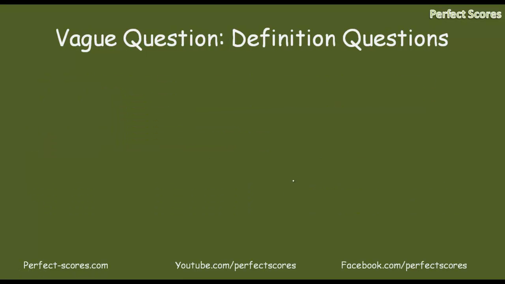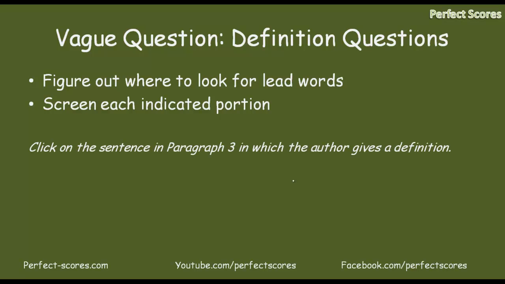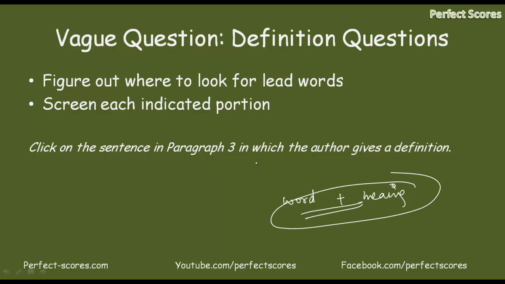The next vague question is definition questions. You need to figure out where to look for lead words again, screen each indicated portion and then evaluate. For example, click on the sentence in paragraph 3 in which the author gives a definition. So basically your answer should have a word plus the meaning of the word as well in the same sentence, because it is the sentence, which means in one sentence the word and its meaning both should be there.